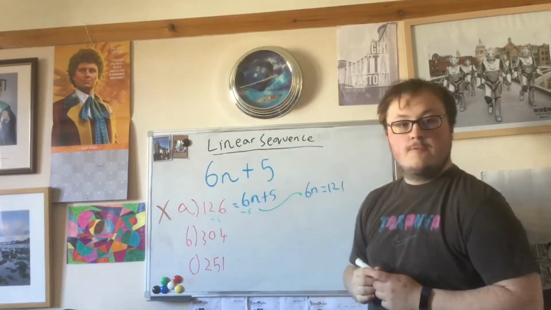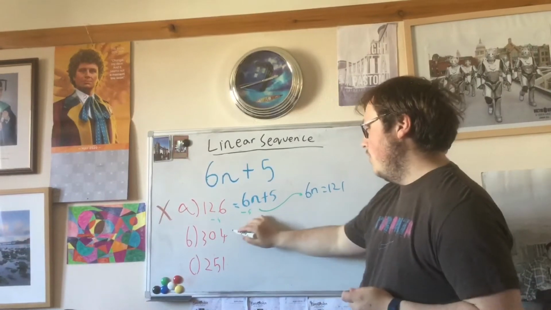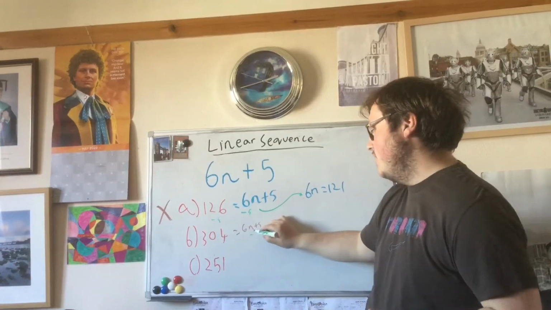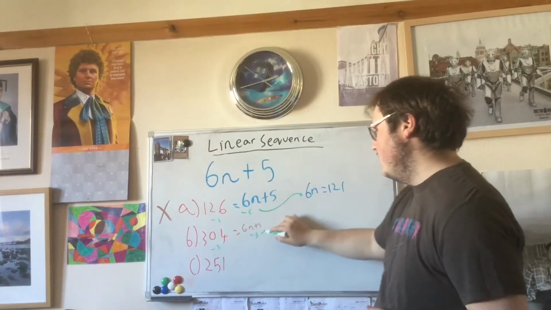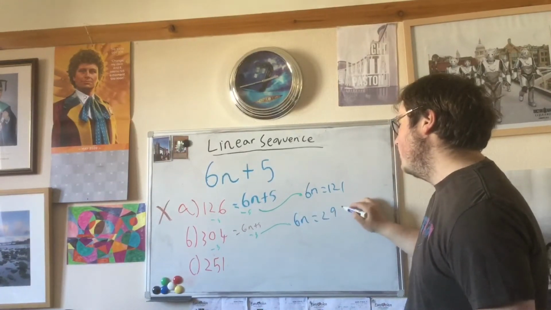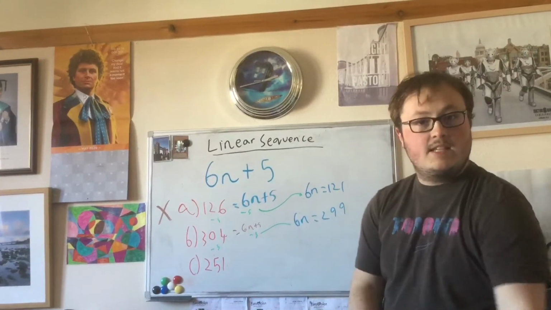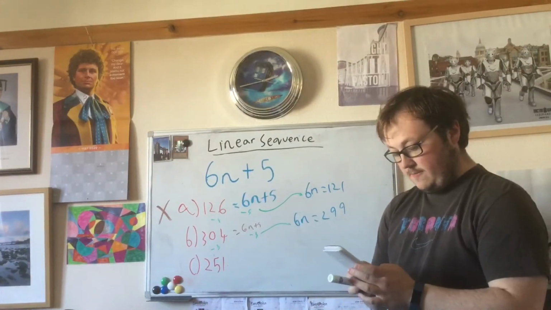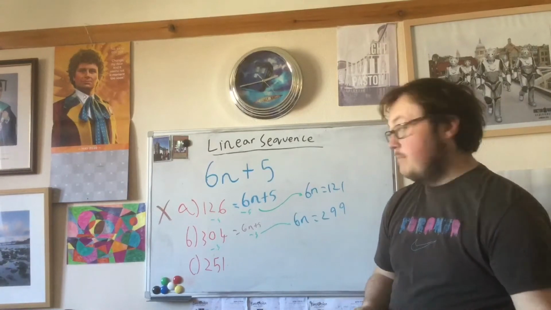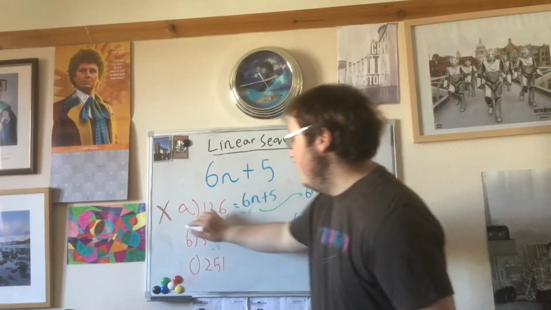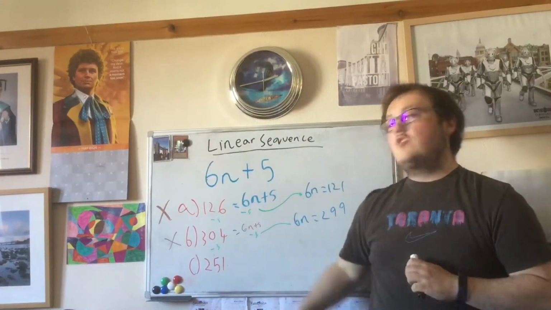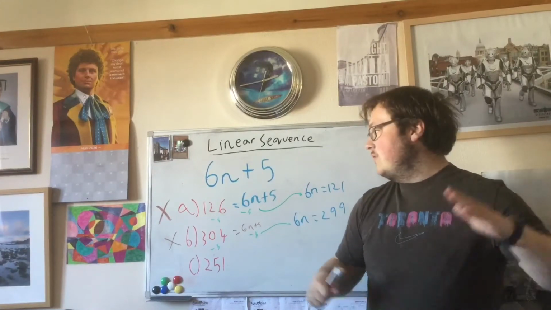Let's now try 304. So 304 equals 6n plus 5. Let's now balance it by minusing 5 on both sides. And then once you balance it, it will become 6n equaling 299. Let's now enter this in our calculator. 299 divided by 6, and you will get another fraction, not a whole number. So this is not in the sequence either. So by process of elimination, we can conclude that 251 is part of the sequence.